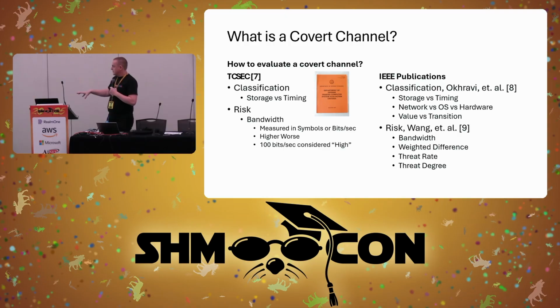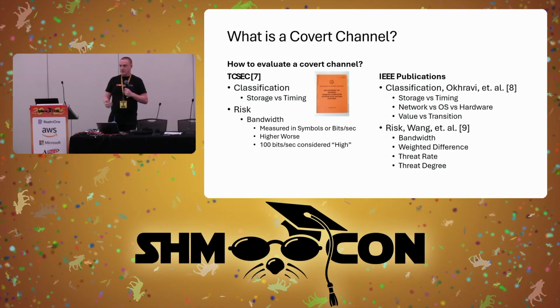There are more modern takes on this. Ogurtsov et al. divided it into a three-dimensional classification: storage versus timing, network versus OS versus hardware, and value versus transition. You can think of transition as, I want to encode a 3, so I'm going to take this value 2 and bump it up to 5. And then Wang et al. proposed a risk measure that considered bandwidth not as a static value, but as a function of time. During the workday, when systems are live and people are using them, the covert channel being used may be more active and have more bandwidth than later in the day.